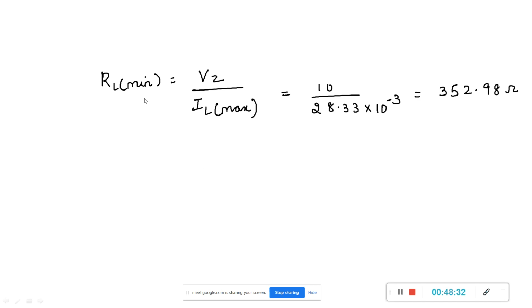Next, find out the minimum load resistance they have asked for: Vz divided by IL max. So it is 10 divided by 28.33 into 10 raised to minus 3, because it is 28.33 milliamps. So the answer is 352.982 ohms. Okay, so this is the solution for the problem. So any doubts?